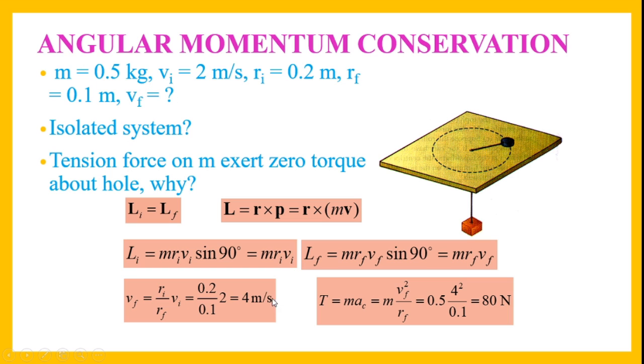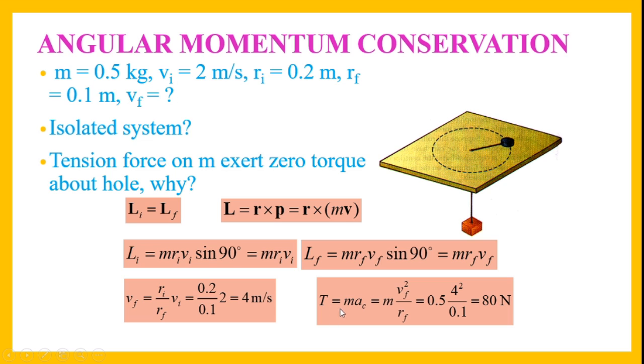If you observe here, when the radius is more, 0.2 meters, the velocity is 2 meters per second. But when the radius has been reduced to 0.1 meter, the velocity has increased to 4 meters per second. So we can say that even though one value decreases, the other value increases, so that the product remains the same.